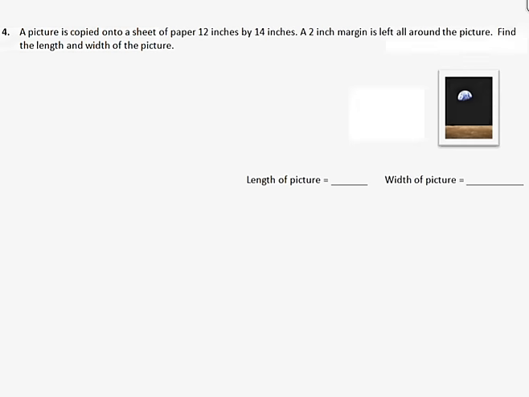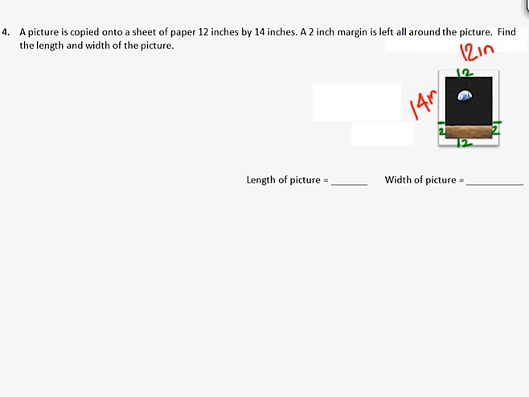All right, next one, we have a picture copied onto a sheet of paper that's 12 by 14 inches. So I'm going to label 14 inches here and 12 inches here. Longer side has to be the bigger number. There's a 2-inch margin all around the picture. So using that information, this distance right here is 2 inches. This is 2 inches, and then same thing, 2 inches here and 2 inches here.